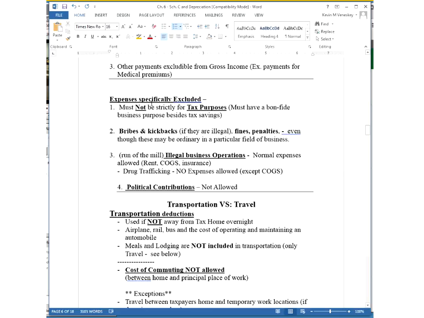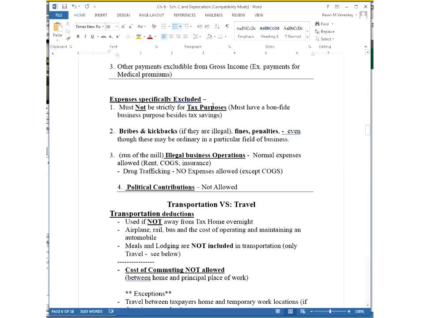Expenses that are not allowed for tax purposes. If you provide somebody a kickback, you're paying a fine, a penalty, even though they're considered normal in that course of business for you to pay a fine, pay a penalty. That's just in that line of work.